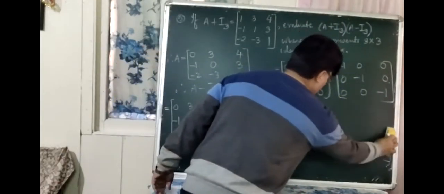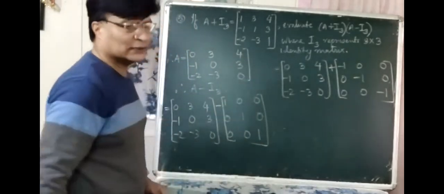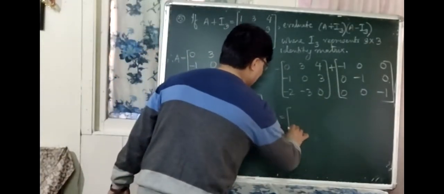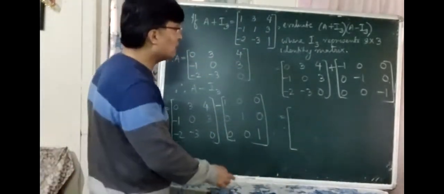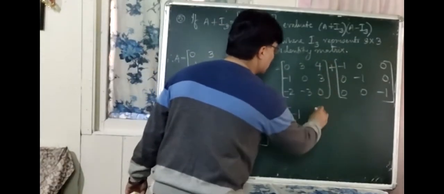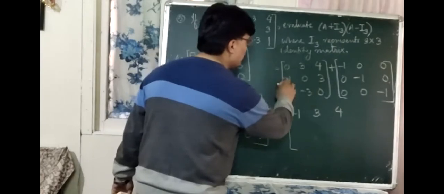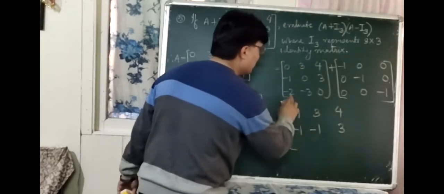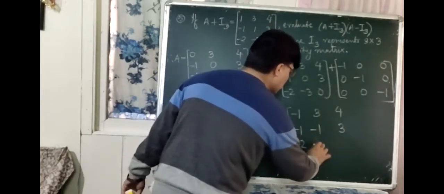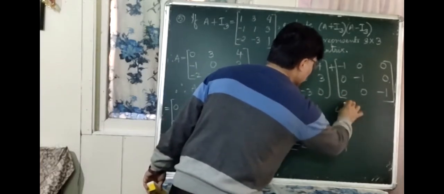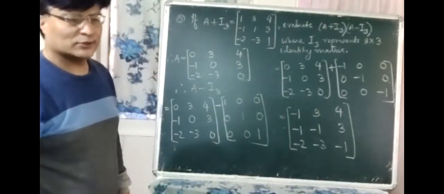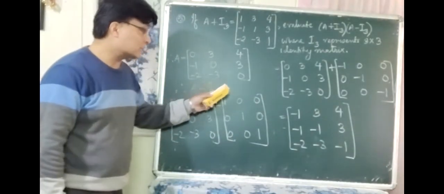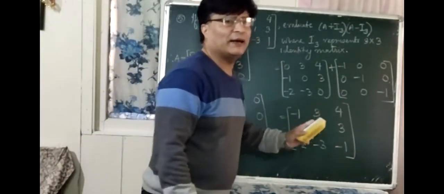Okay. So now again, this is the addition of two matrices. So you can add those corresponding elements. 0 minus 1, minus 1, 3 plus 0, 3, 4 plus 0, 4, minus 1 plus 0, minus 1, 0 minus 1, minus 1, 3 plus 0, 3, minus 2 plus 0, minus 2, minus 3 plus 0, minus 3, and 0 minus 1, minus 1. So I think you have understood it. So just now we have determined the matrix A minus I3. So this is the value for A minus I3.